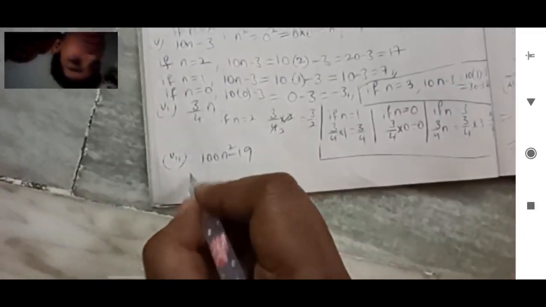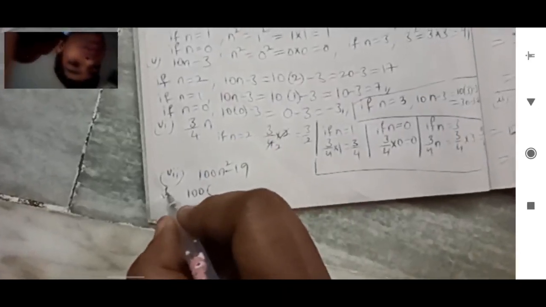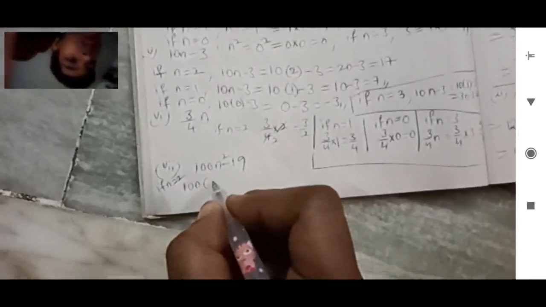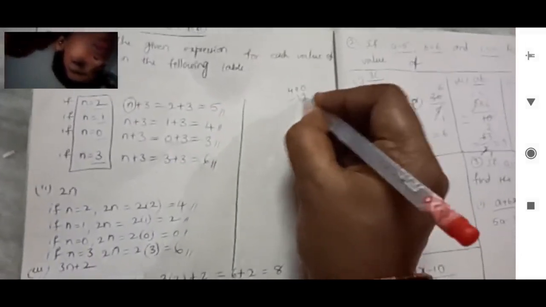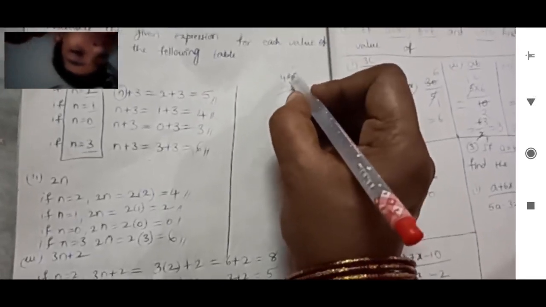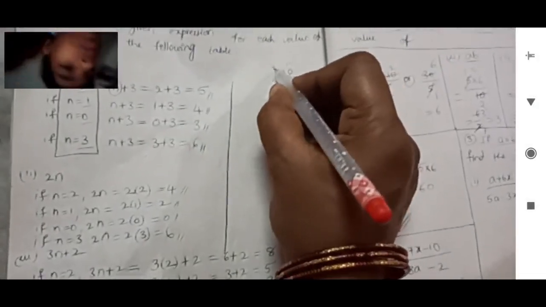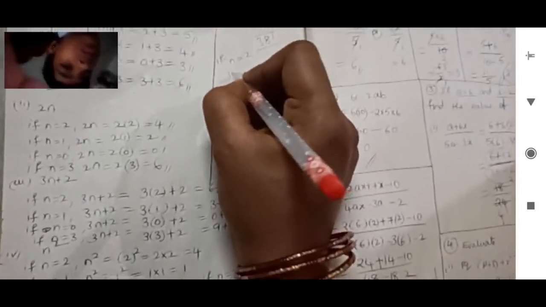Here 100n square minus 19. 100 into n value. If n is equals to 2, I am taking 2 square minus 19. So 400 will come because 2 square means 4, 4 into 100, 400 minus 19. You calculate this one. 400 minus 19, how much? 10 minus 9, 1. Here already it has given 1 borrow, so here 3, here 9. So 9 minus 1, 8. 381 is the answer. So if n is equals to 2, 100n square minus 19 is equals to 381.